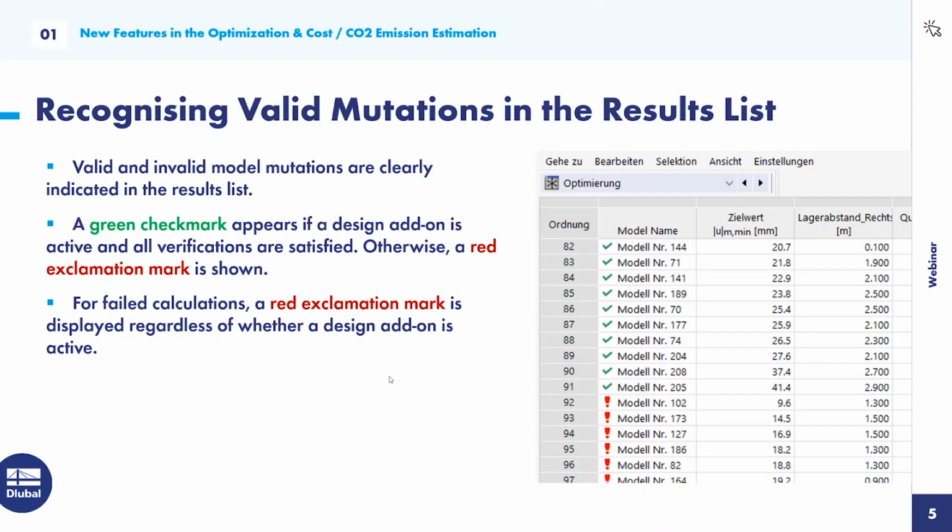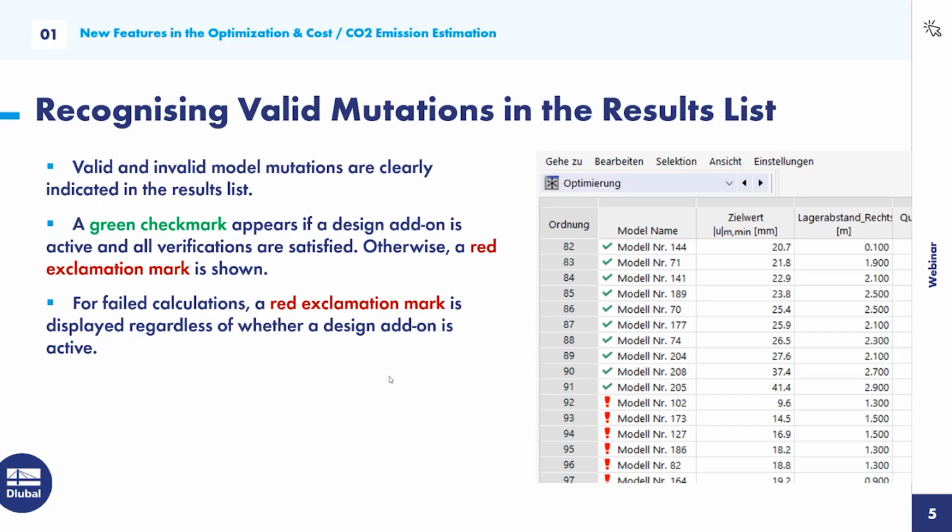So one new feature, maybe you already know it, is the results list, where we collect all the single results given by a specific mutation of the model. The add-on optimization varies the parameters you would like to optimize and then saves the results together in one list. And this list now has green check marks and red exclamation marks, depending on whether a model mutation is considered valid or invalid.